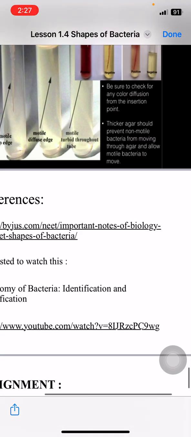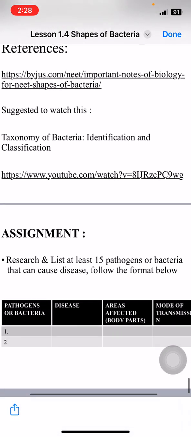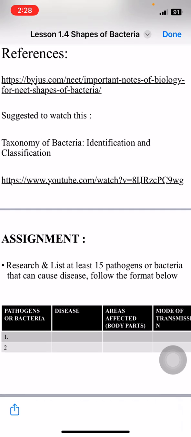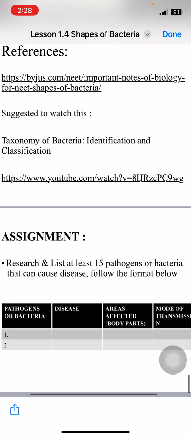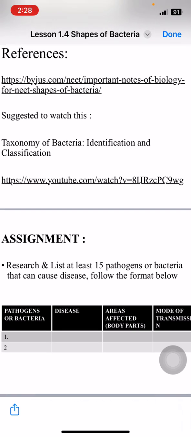If you have questions and clarifications about my pre-recorded video, you can ask me directly, or in the group chat, or even in person. So your assignment is to research at least 15 pathogens or bacteria that can cause disease and follow the format. I will give the instructions here. Write it on a short bond paper. Okay? Follow the format. So I think that's the end of our lesson 4.